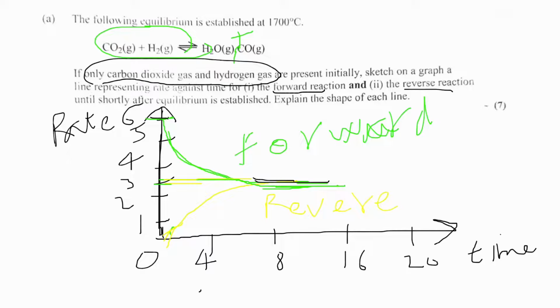So both of them have become 3. So that's why the rate of the backward reaction is also 3, and the rate of forward and the rate of backward both are at 3. So we can write it in this way: the rate of backward and forward is at 3. That means the rate has become 3. So that's why we can say it has reached the equilibrium position.